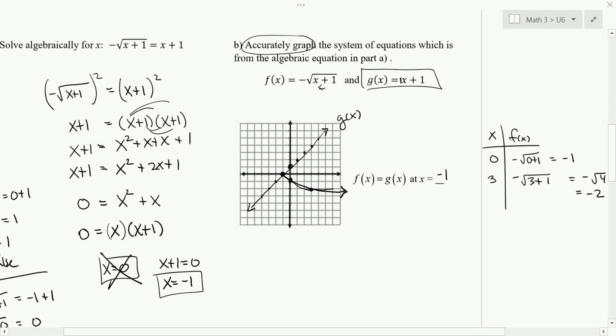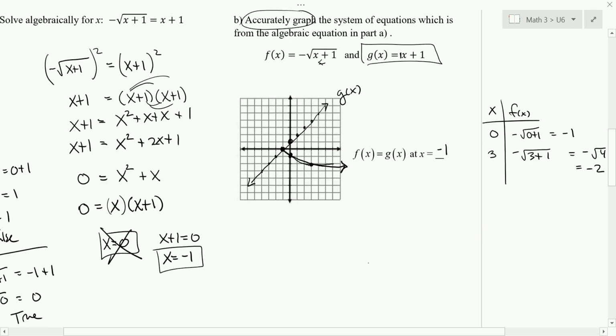Is it possible to have two graphs that never cross? To have a line and a square root function that will never cross? Sure. If we had a line that looked like this and a square root function that looked like this, and then we could actually find out what those equations are algebraically, put those together, and when you solve them, you get two answers. If you check them both, they both wouldn't work, right?